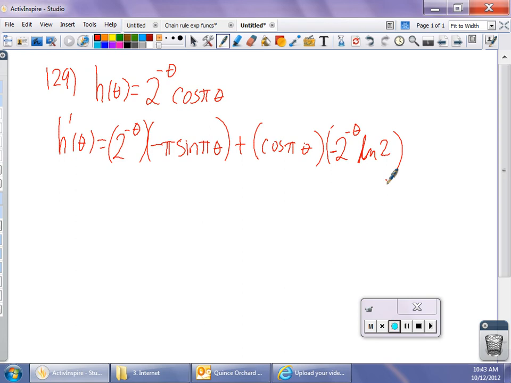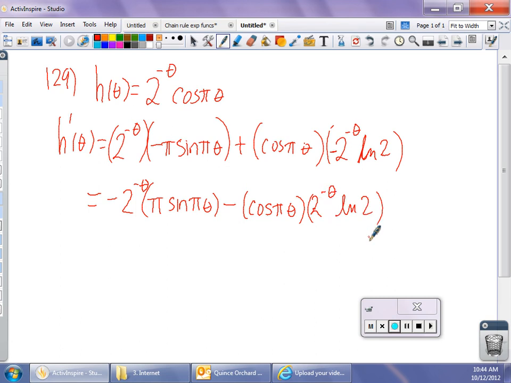Could we factor out? Well, yeah, we could. We could factor out a negative 2 to the theta, but I don't know that in this case it's going to help us that much, so I might just write it out. I'd go ahead and pull the negative out, and again, pull the negative out. The order that you write this, because multiplication is commutative, doesn't really matter. Whoops, now that's positive 2 to the negative theta ln of 2. All right, so that's number 129.